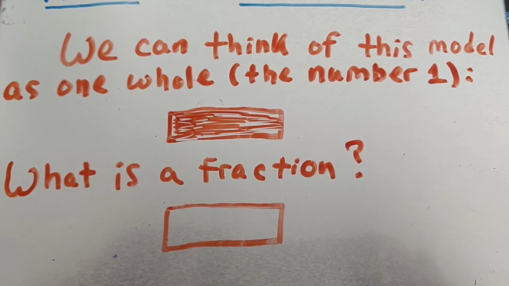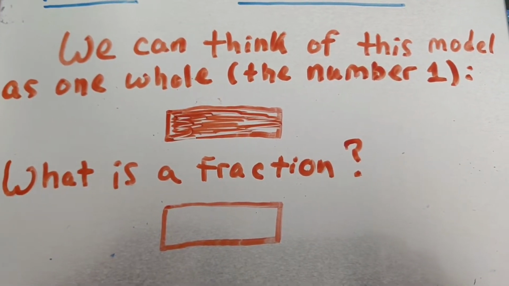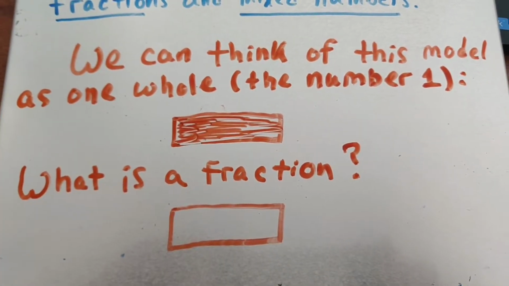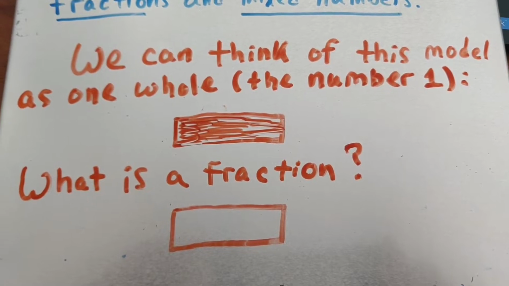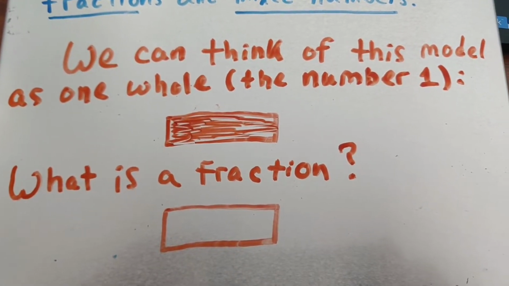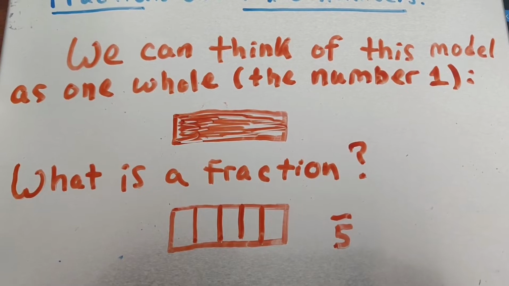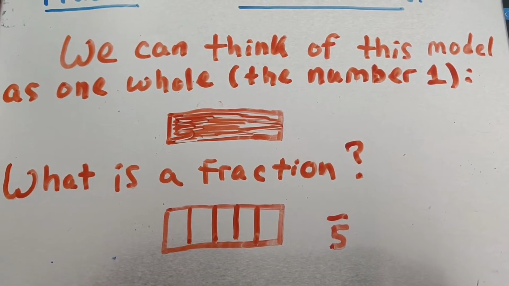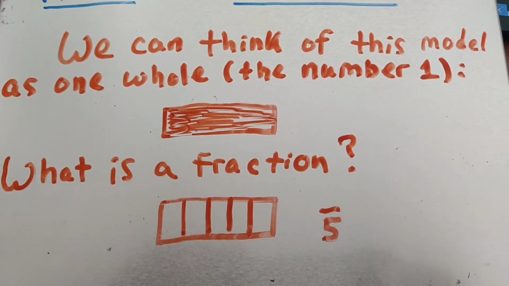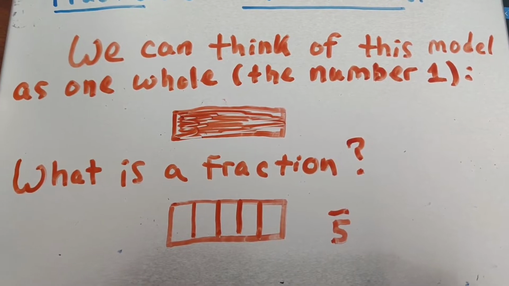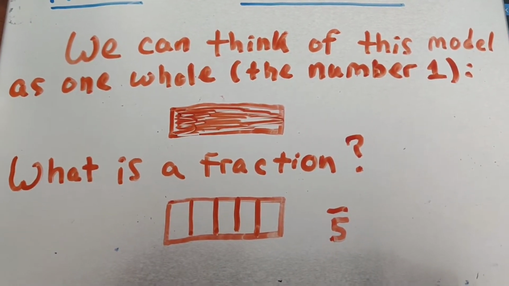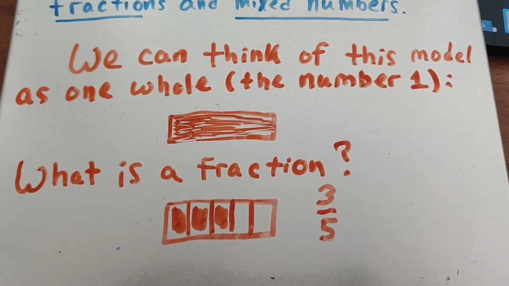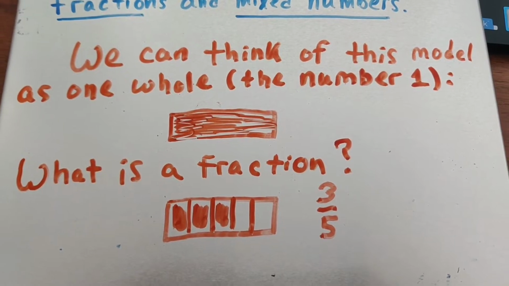So what is a fraction? Well, again, a fraction is how many parts of a whole we have. So let's say our whole is broken up into 5 equal parts. That means that we have a denominator of 5 because we have a whole broken into 5 equal parts. And remember, a fraction is how many parts of a whole we have. So if we have 3 parts of that whole, then we have the fraction 3/5.